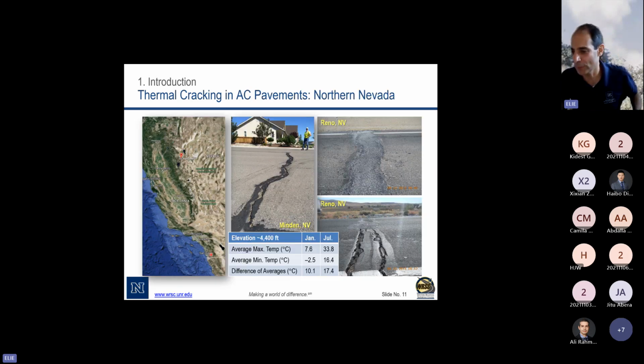So I'm going to give you a ride over here to try to make my point. This is where we are in Reno, Nevada. On the map over here, we are at about 4,400 feet. That's the baseline elevation. And then the average maximum temperature, this is the average, not the peak, is about 7.6 degrees in January, and about 34 degrees in July. Now the average minimum is minus 2.5 degrees C in January, and in July it's about 16 degrees. So the difference, if you look at that, is about 10 degrees and 17 degrees.